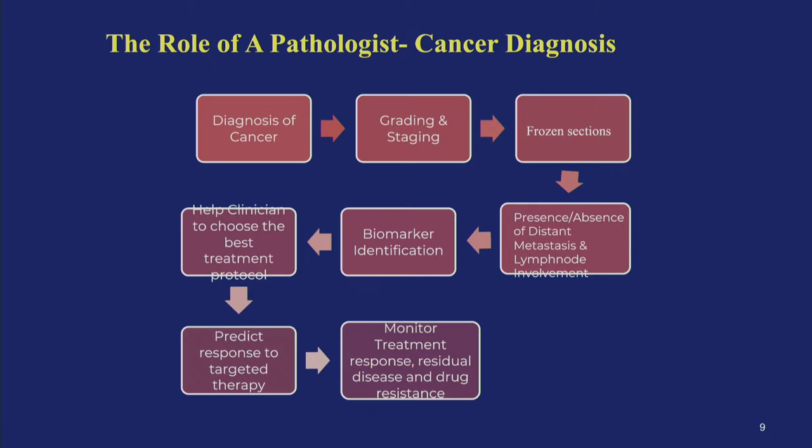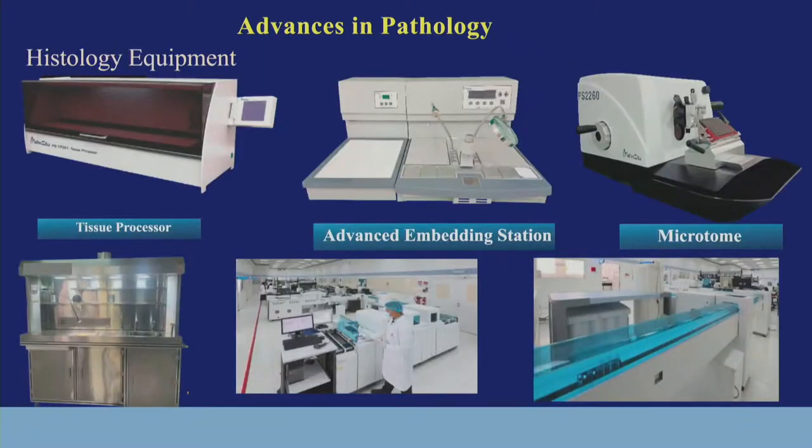And then the pathologist also does biomarkers and helps the clinician to choose the best treatment protocol and then predict the response and further also to monitor the response. So in pathology, there's a lot of advances. We have got modern equipment which are now fully automated, from tissue processors to tissue stainers to advanced embedding machines.